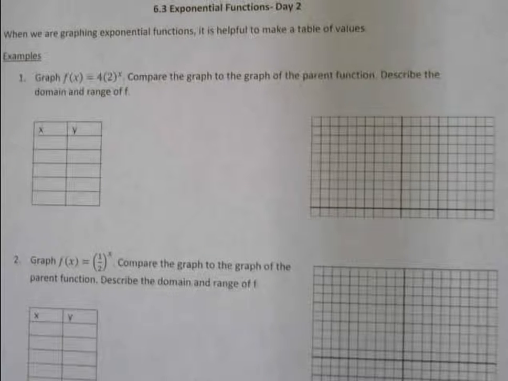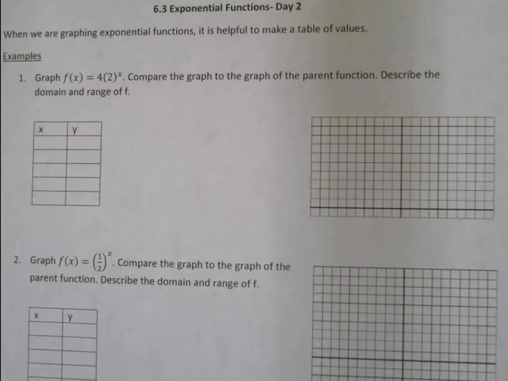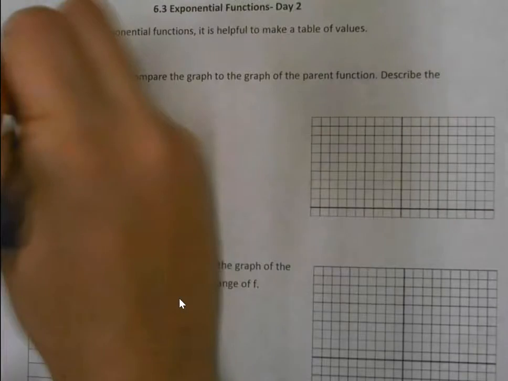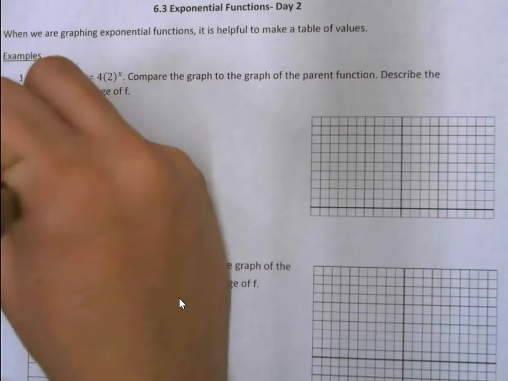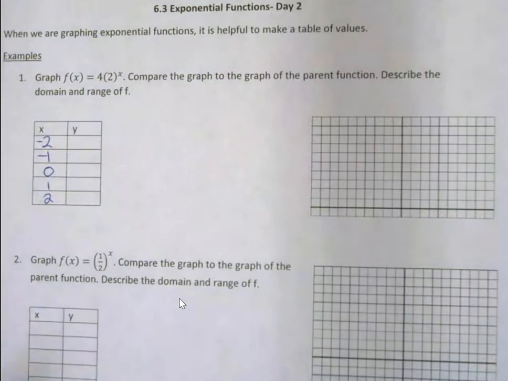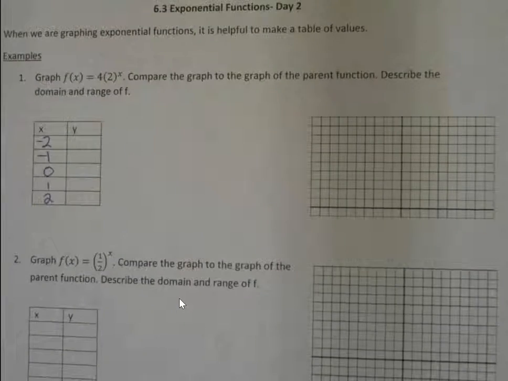So today we're graphing exponential functions. I have a table of values, so what we're going to do is plug in our numbers. I always like to use -2, -1, 0, 1, and 2, because it gives me an idea of what the graph looks like on both sides.